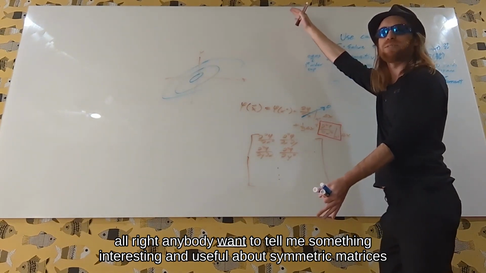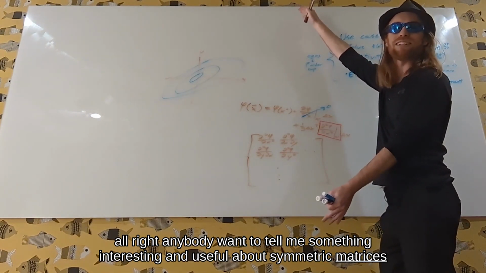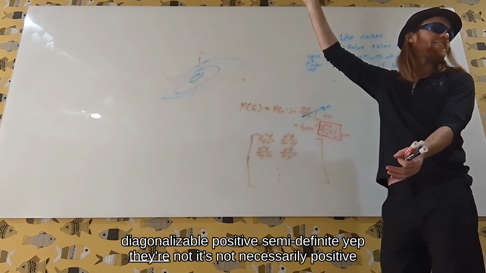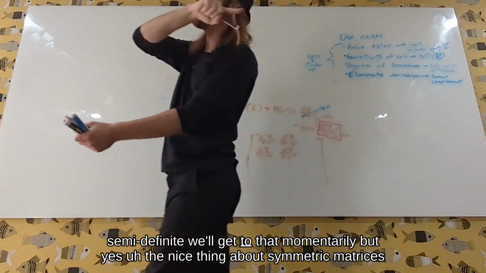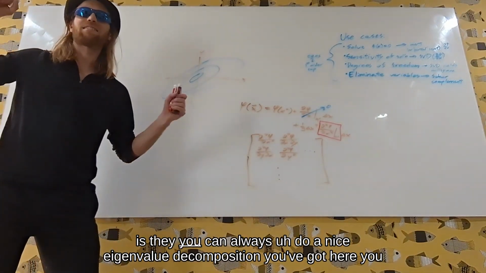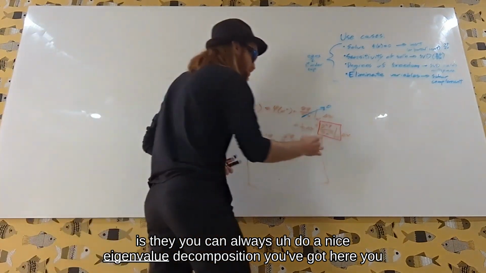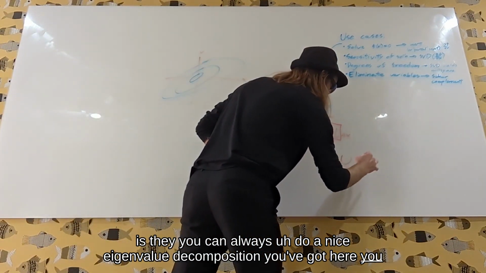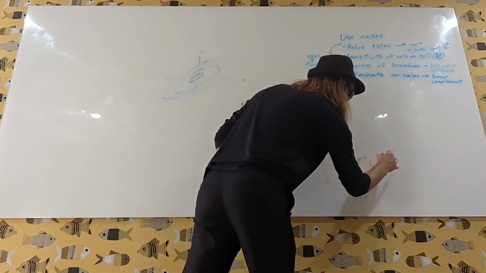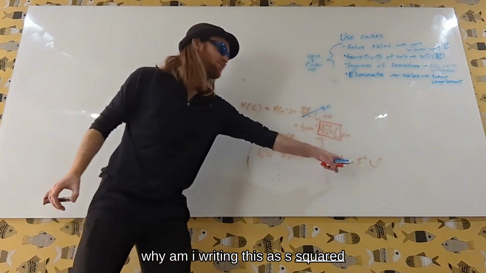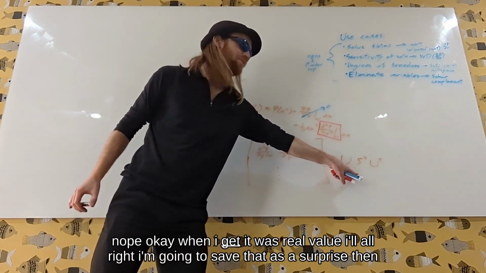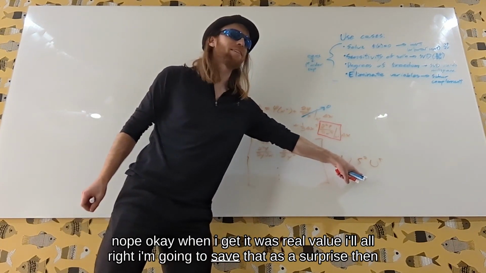All right. Anybody want to tell me something interesting and useful about symmetric matrices? They're the best. Diagonalizable. Positive semi-definite? It's not necessarily positive semi-definite. We'll get to that momentarily. But yes, the nice thing about symmetric matrices is you can always do a nice eigenvalue decomposition. So you've got your U, s squared, U transpose. Why am I writing this as s squared? Because it's always positive. It's not always positive. Okay, I'm going to save that as a surprise then.